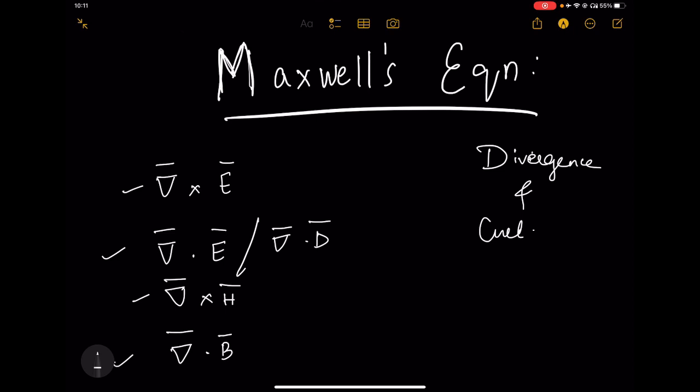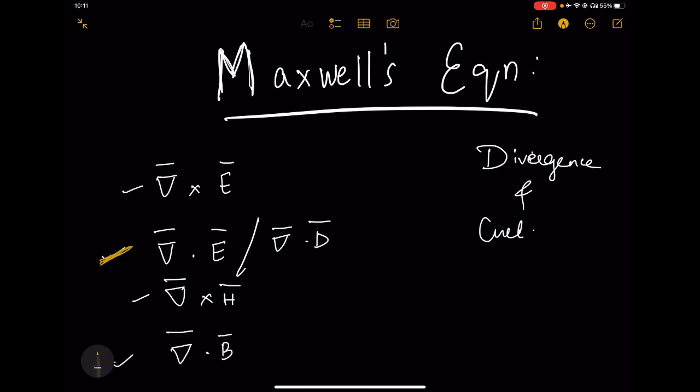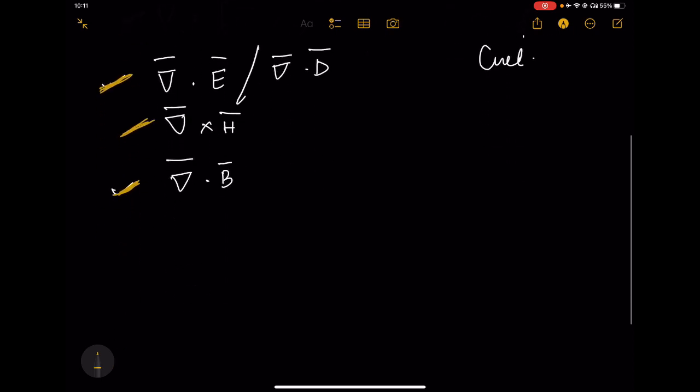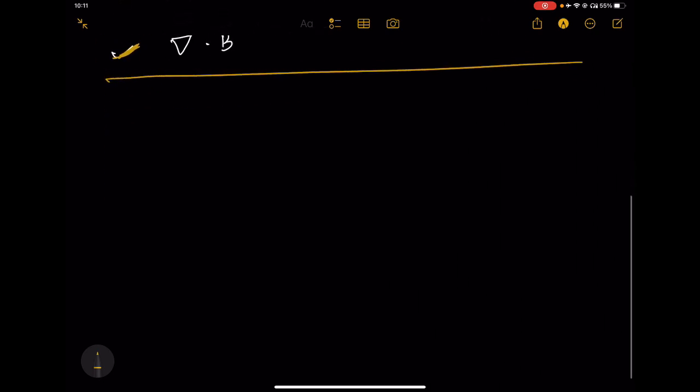Divergence of electric field, which is this, and divergence of magnetic field, curl of electric field, curl of magnetic field. So these four equations we will see. This is the left hand side, we will see what is the right hand side. We will start with del cross E for the electrostatics case.